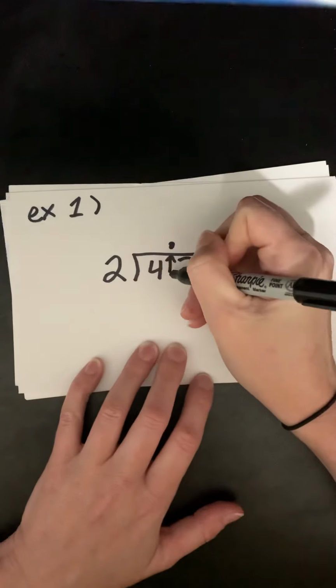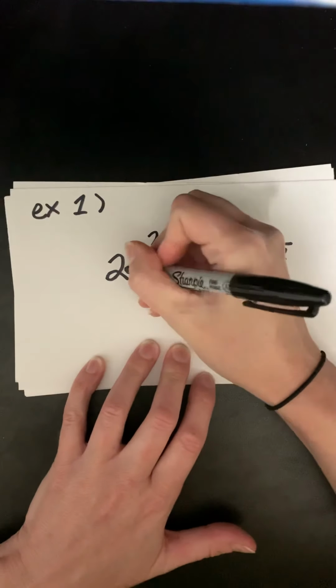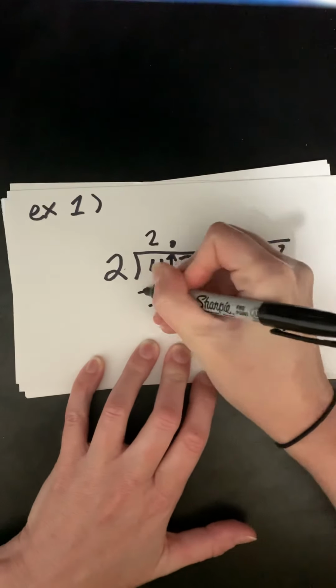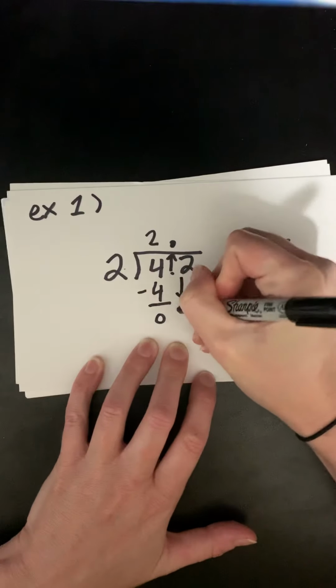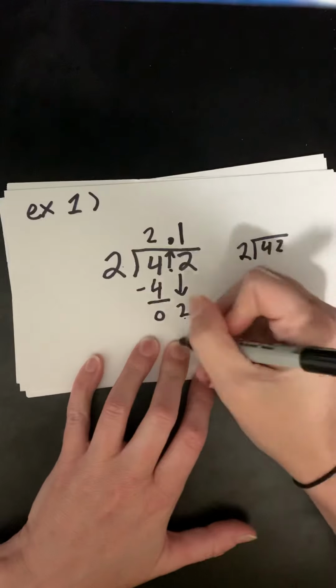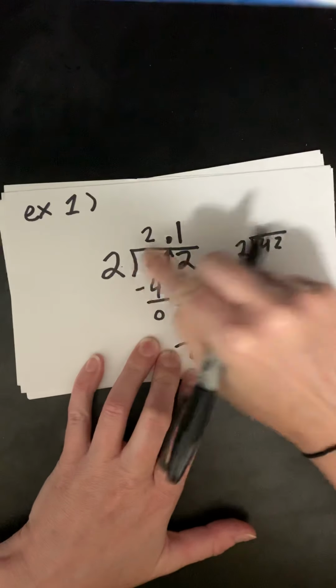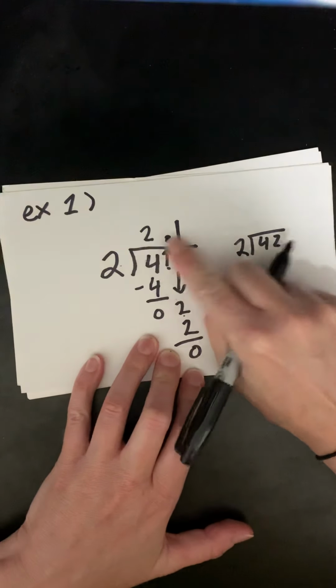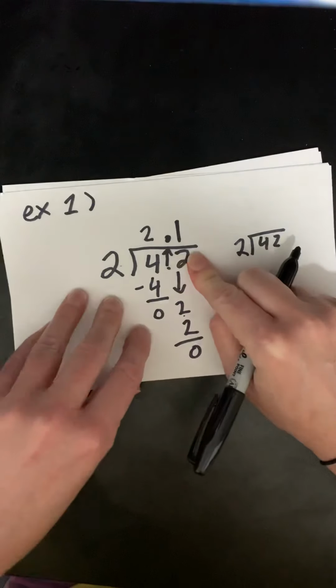So 2 goes into 4 twice. 2 times 2 is 4. 4 minus 4 is 0. Bring down the 2. 2 divided into 2 is 1. 1 times 2 is 2. And it's 0. So the answer, or the quotient, is 2 1/10, or 2.1.